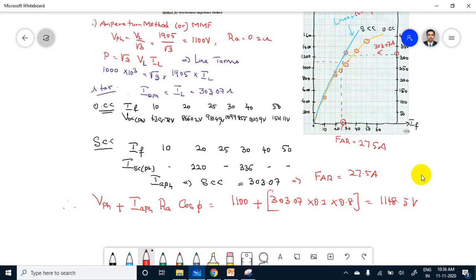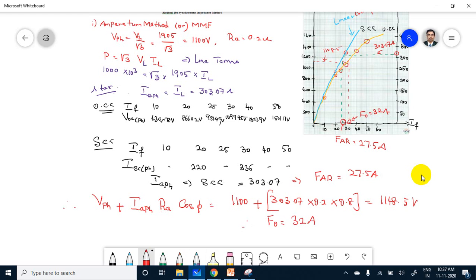Okay, it will project the short circuit curve. So from this line, 1148.5, it will be projected downwards. Okay, so this point will be F naught. It is 32 ampere. From the graph, F naught equals 32 ampere.